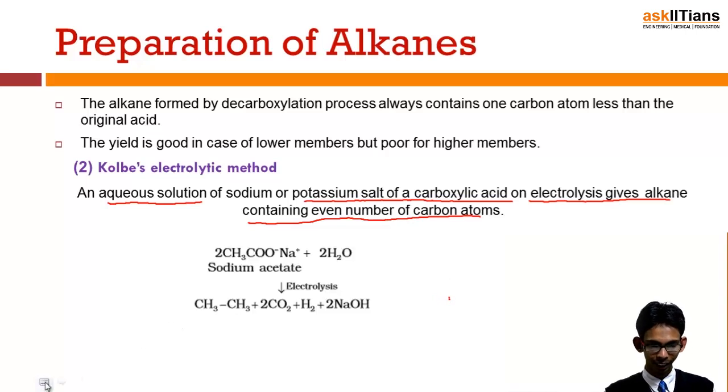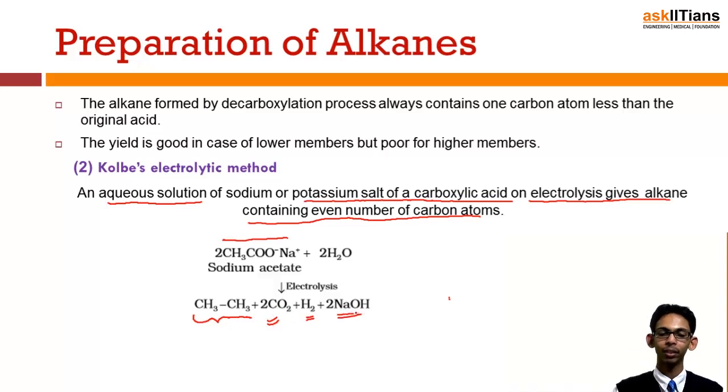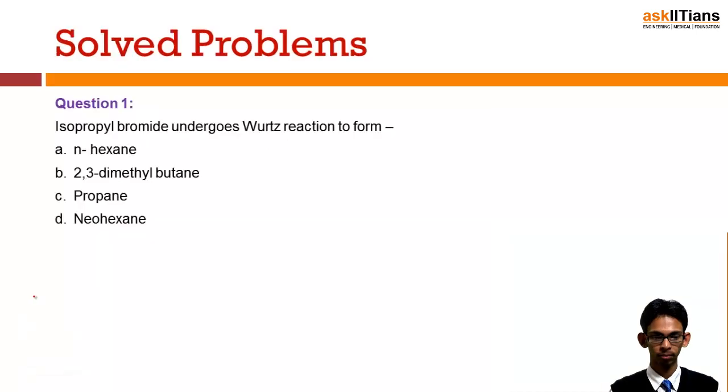You can see here is a compound, sodium acetate. When it is electrolyzed in water, it results in the formation of ethane, along with carbon dioxide, hydrogen and NaOH. So this is another method which is known as Kolbe's electrolysis method, and in this alkanes are formed by electrolysis of sodium salts of carboxylic acid.